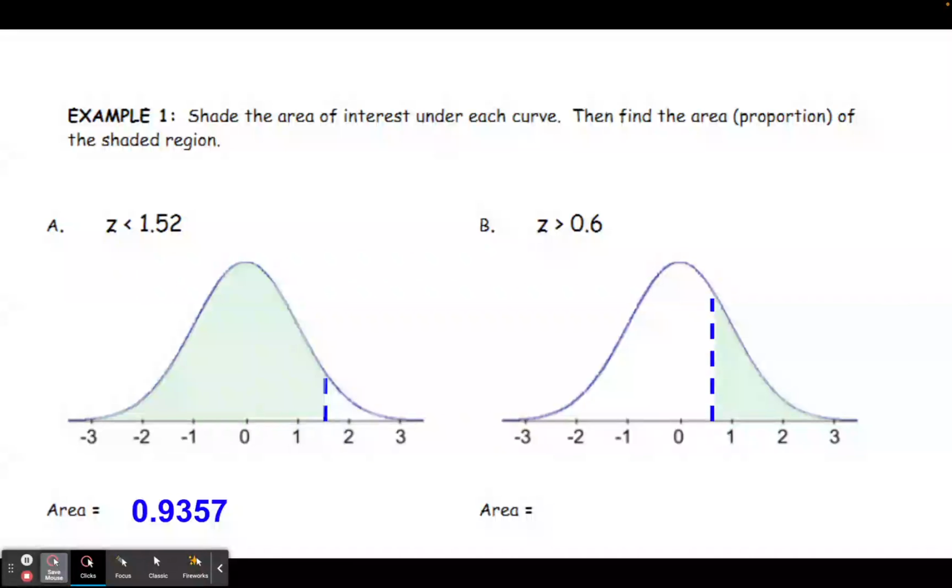Now, notice when we look at our picture that we clearly have less than half of that curve shaded in, but the number we got from Table A was more than 50%.